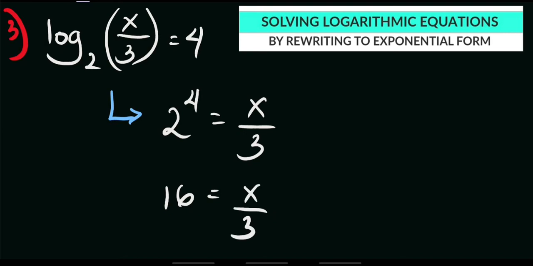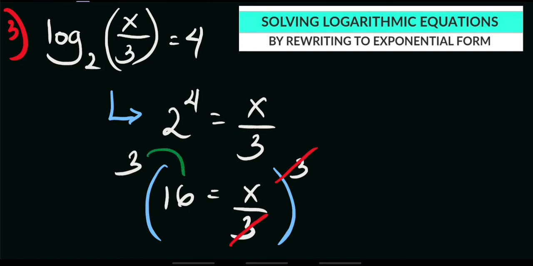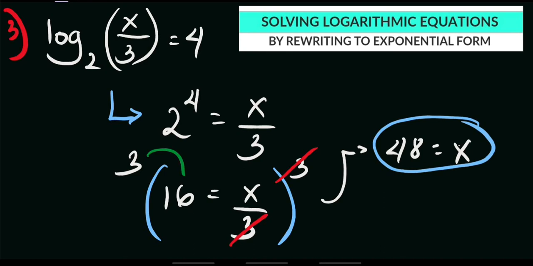This time we have this rational expression or equation. So let's remove the denominator by simply multiplying both sides of our equation by 3. So let's multiply by 3. Okay, so cancel out 3. Therefore, it will give us 3 times 16. Okay, 3 times 16, that is equal to 48. That is 48, and that is equal to x. So x over 3 times 3 is simply x. And that's it. So that is our final answer for question number 3.